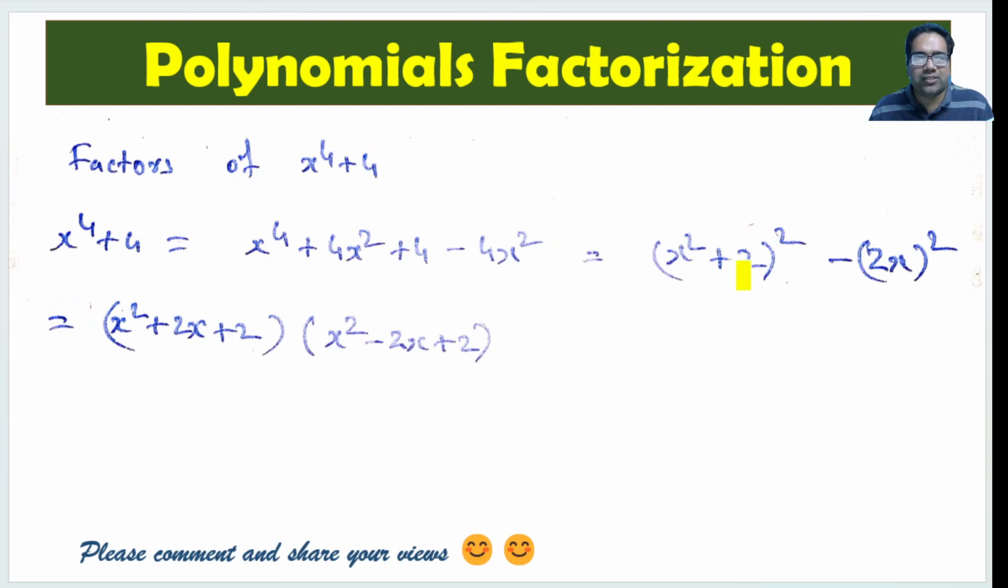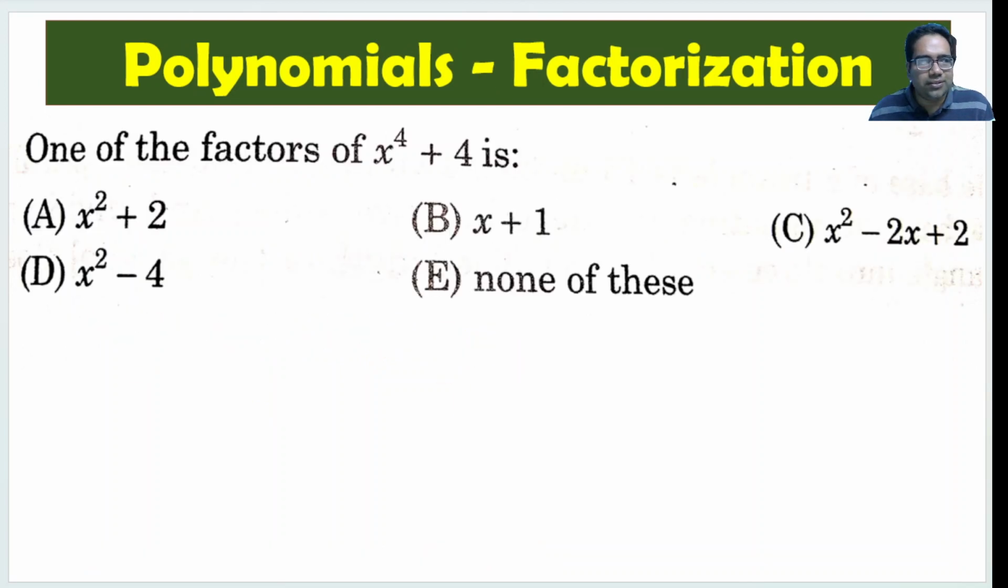This is in the form of a square minus b square, which becomes (a plus b) times (a minus b), which is (x square plus 2x plus 2) times (x square minus 2x plus 2). We can further factor this also if needed, but in this question it is not asked. In this question it is asked which one of this is a factor. Clearly x square minus 2x plus 2 is a factor.